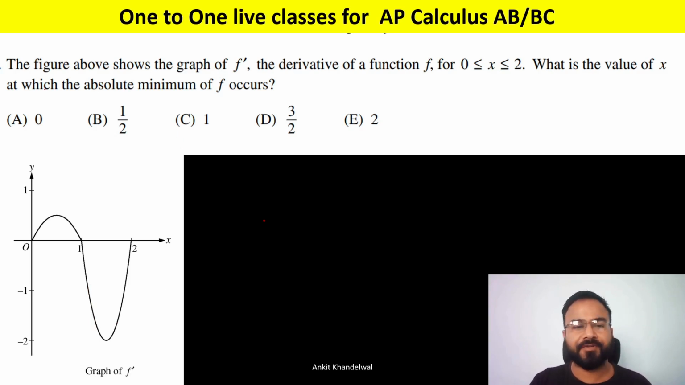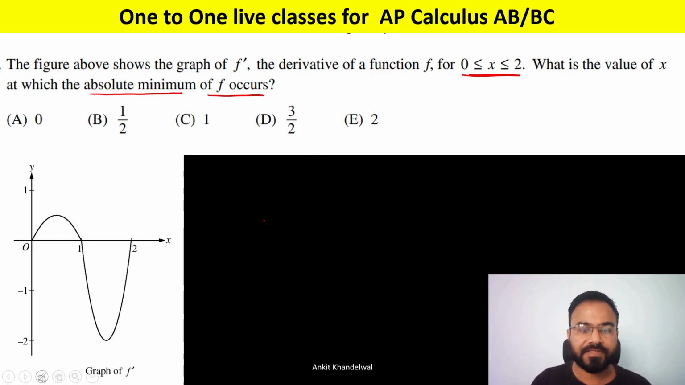So let's solve this beautiful question on the graph. It says the figure shows the graph of f dash, the derivative of the function f from 0 to 2. So you can see this is the graph of the derivative of f. What is the value of x at which the absolute minimum of f occurs? Out of these 5 options, we have to figure out at which value of x the absolute minimum occurs.